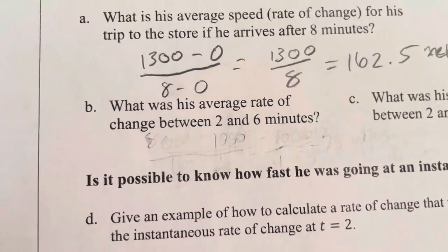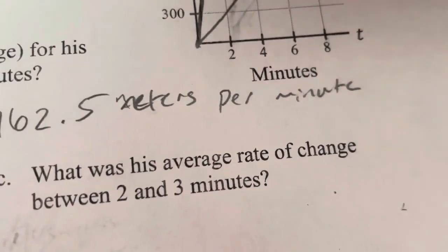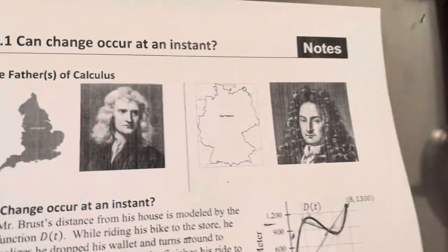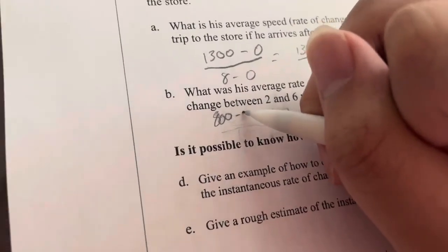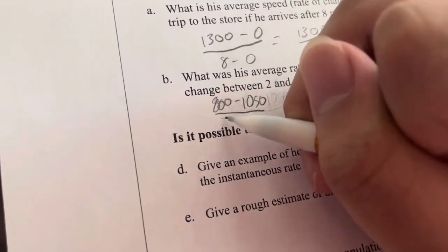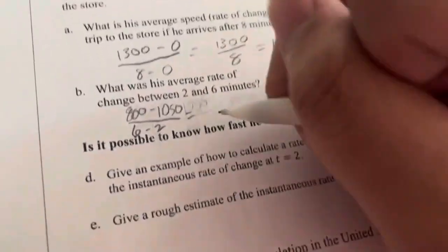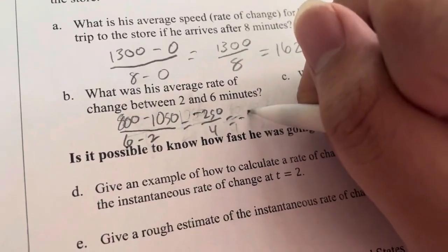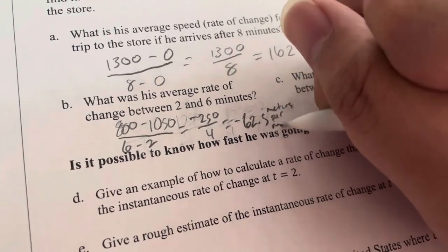Part B, what was his average rate of change between 2 and 6 minutes? So we go over to our graph and draw a secant line from 2 to 6 minutes. We plug in our values. So y2 is 800 minus y1, which is 1050, over x2, which is 6, minus x1, which is 2. This equals negative 250 over 4, which simplifies to, it doesn't simplify, equals 62.5 meters per minute.